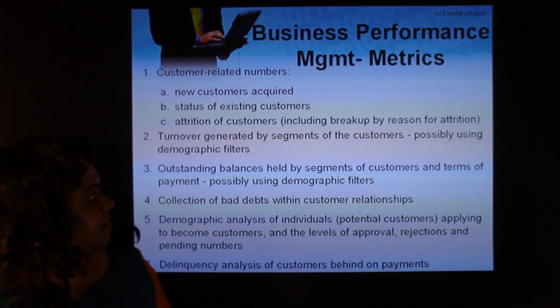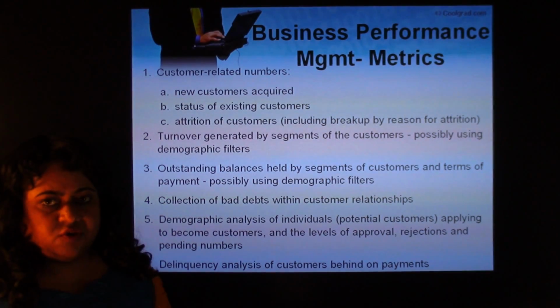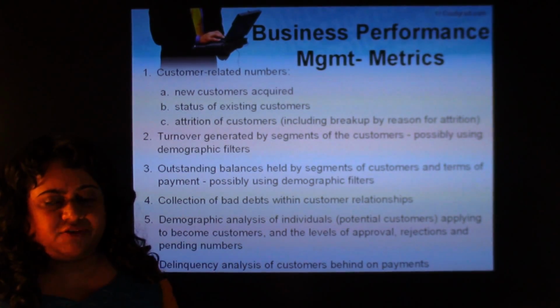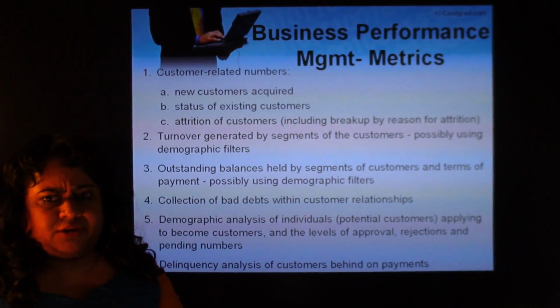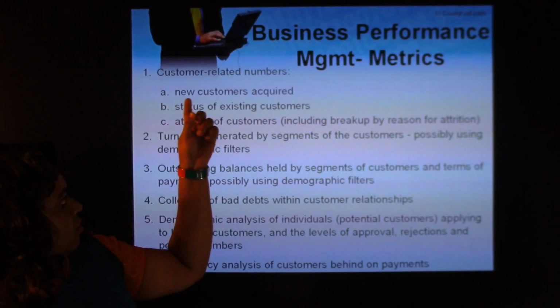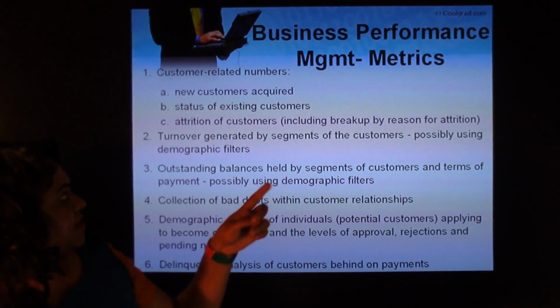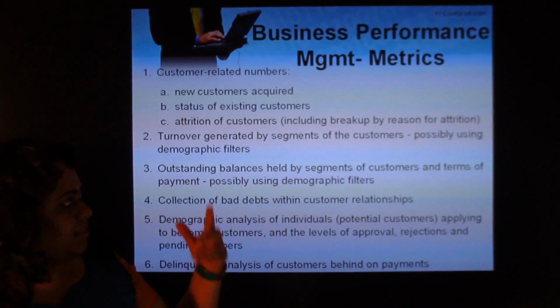So, business performance management metrics. Using business intelligence, data mining, and data warehousing, we usually have a huge set of metrics which help an organization assess whether they're on the right track towards their goals. So it's customer related numbers. They want to know how many new customers were acquired, the status of existing customers, who went with the competition, who's still sticking on, who's upgrading, that kind of thing.